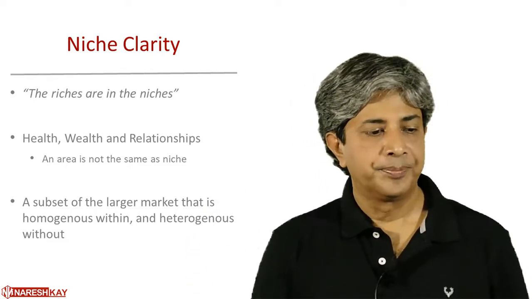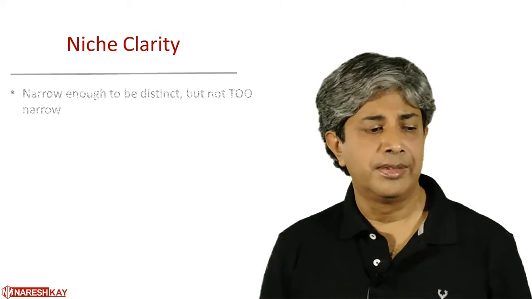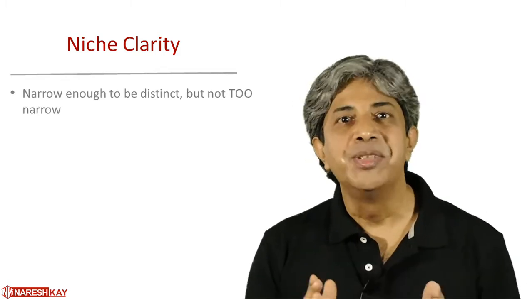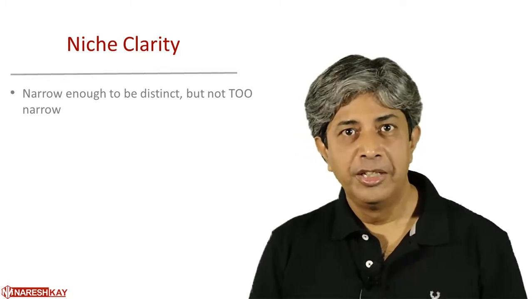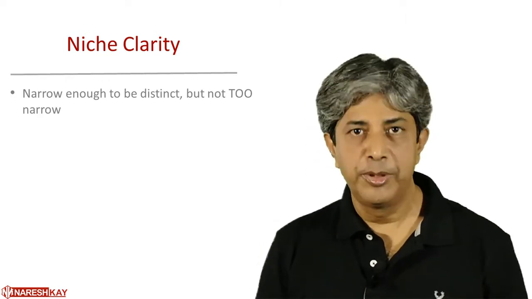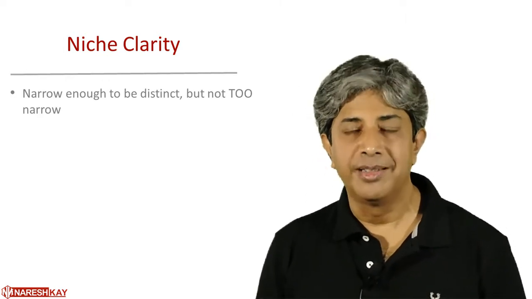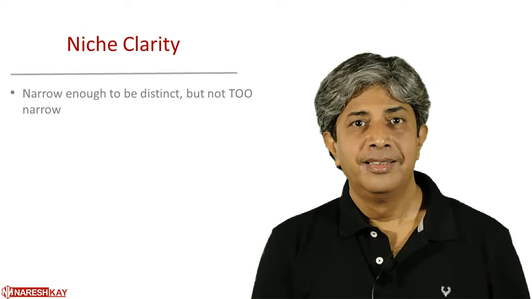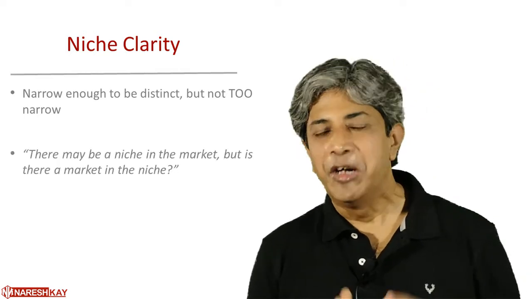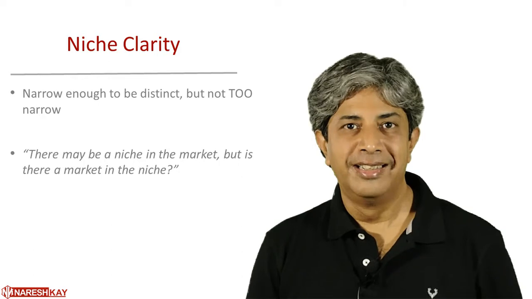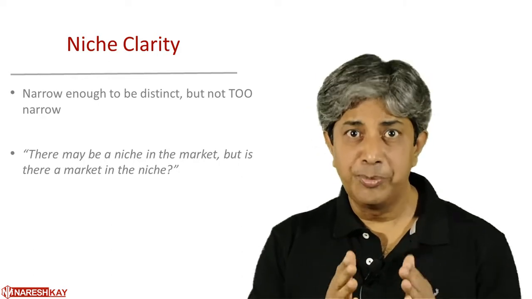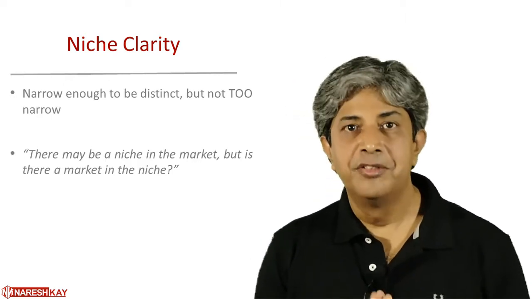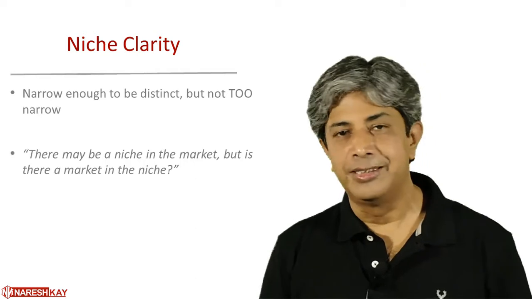Okay? Now, the thing to note about niches is that it should be narrow enough to be really distinct, but not too narrow. Because if it is too narrow, it may not have enough potential. It may not be viable enough for you to address as an affiliate marketer and earn a decent living out of it. So you may have heard the saying again, there is a niche in the market, but is there a market in the niche? And that's really making a very key point that just because something is very narrow and focused doesn't necessarily mean that it's going to be viable enough for you to address. There needs to be a market in that niche, right?